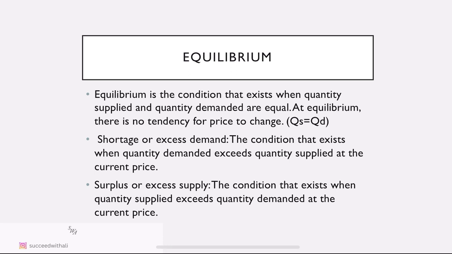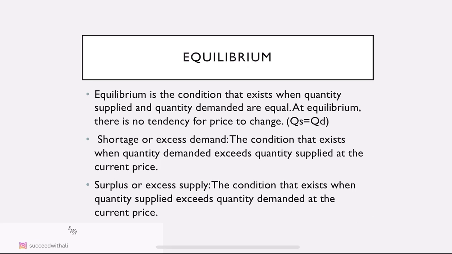At equilibrium, QS equals QD. What is equilibrium? Equilibrium is the condition that exists when quantity supplied and quantity demanded are equal. At equilibrium, there is no tendency for price to change, thus QS equals QD.